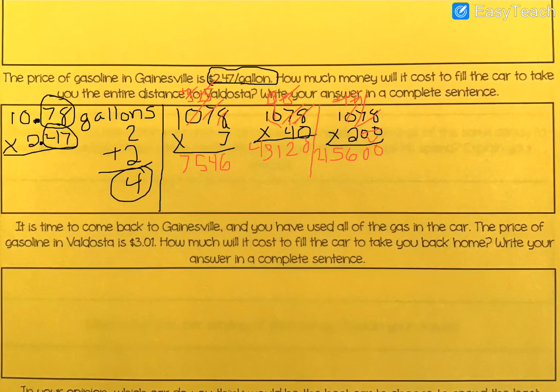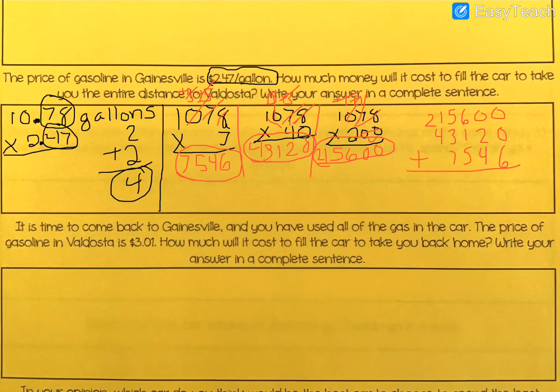All right. So all of these answers or products that we came up with, we refer to them as partial products. And what we're going to do with our partial products now is we're going to come over here and we're just going to add them. So we're going to take 215,600, add that one first, and then 43,120, add that next, and then 7,546, add that into the equation last, and we're going to add our partial products.